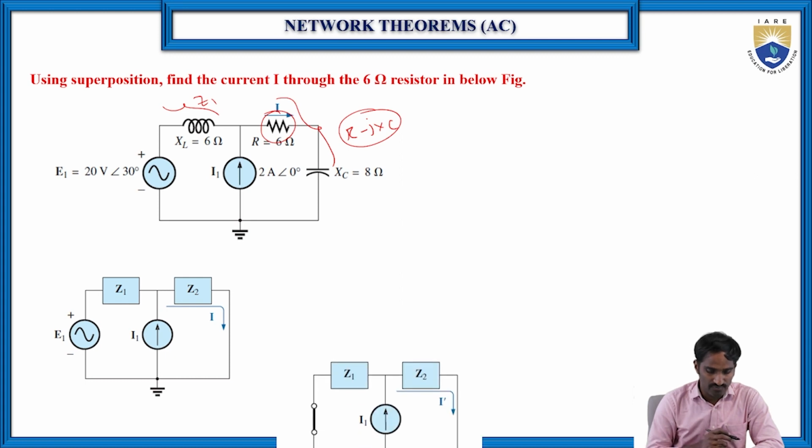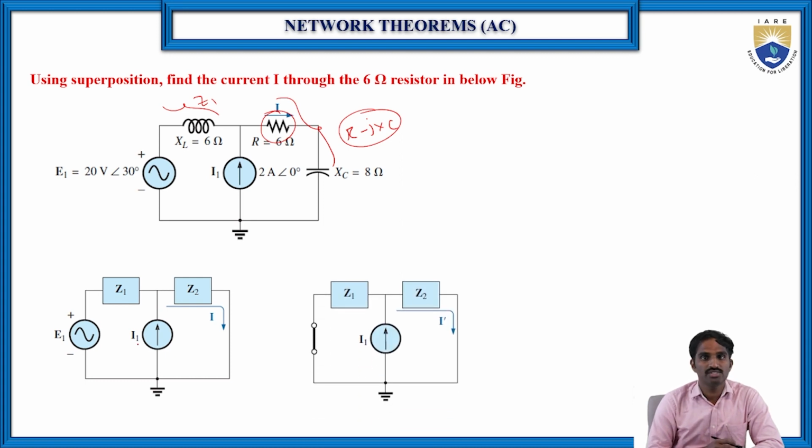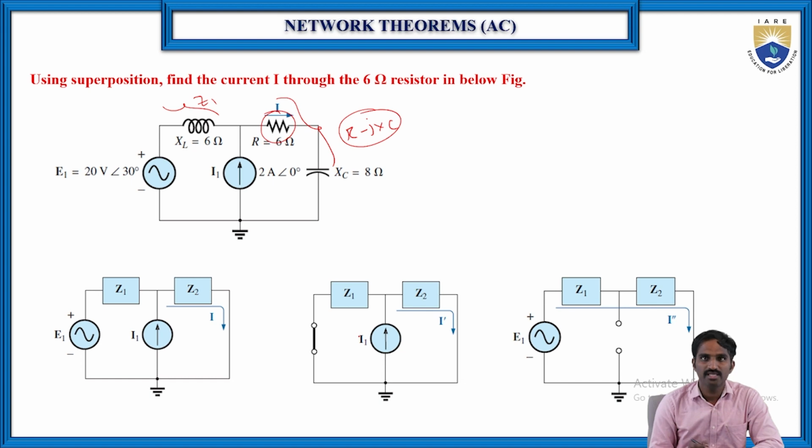So first let us consider the current source alone, then the voltage source is replaced with a short circuit, then find the current flowing through Z2. Let us consider it is I dash. Then in a similar way for the second circuit, we should consider the voltage source alone, and the current source should be replaced with an open circuit, because we know the condition: all the voltage sources are replaced with short circuit and the current sources are replaced with open circuit. So by replacing the current source with open circuit, find again the current flowing through Z2.